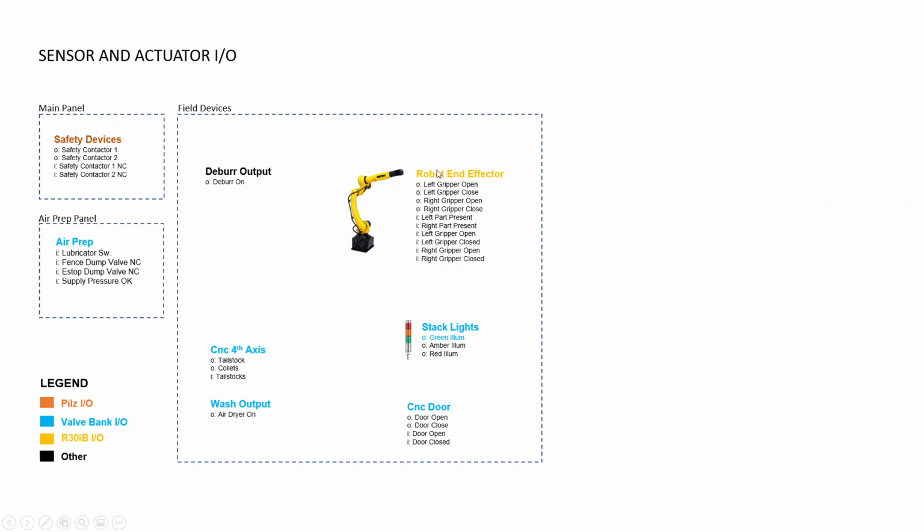The robot end effector IO actually collects onto the R30IB controller through the EE connector. So all of these outputs and inputs are controlled by the robot controller itself. We're able to detect the states of those sensors and outputs via Ethernet IP back onto the PLC controller, but the robot controller itself is controlling and detecting these outputs and inputs. So that concludes our system overview.